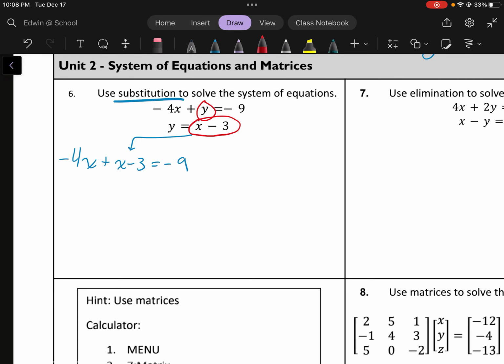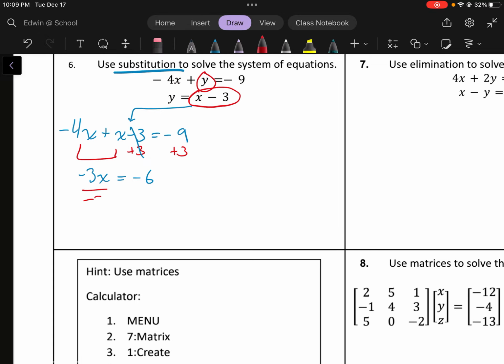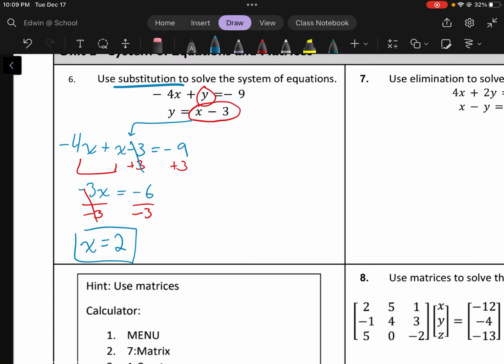I wrote the first equation down right here. And now here, since everything is in terms of x, then we could just solve for x. So negative 4x plus x, that means we have negative 3x. If we add the 3 to both sides, we just have a negative 6 now. Divide the negative 3 on both sides. We get x equals a positive 2.